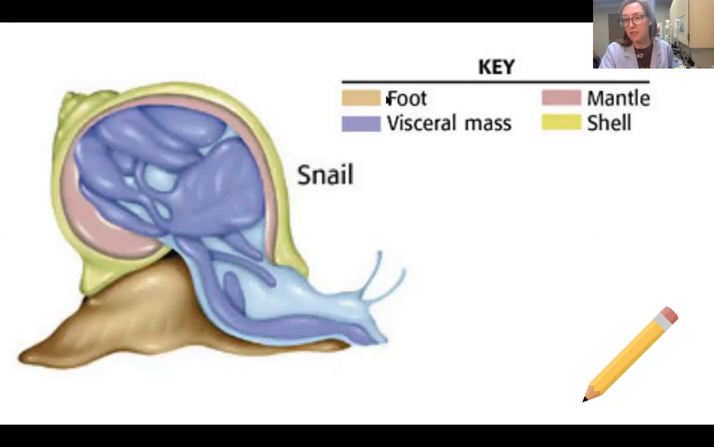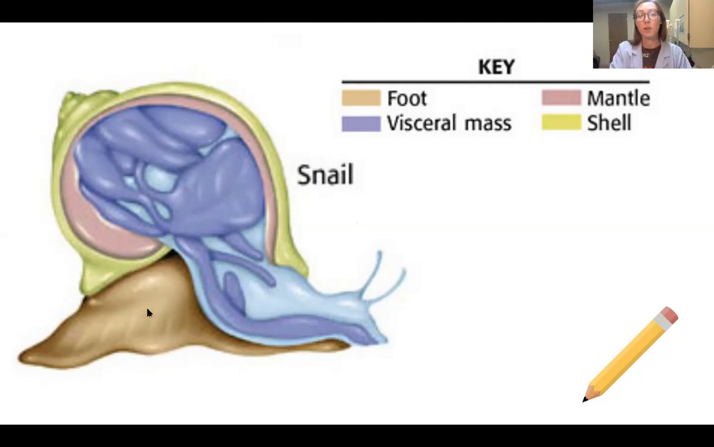If I were you, I would color each of these different pieces a different color. You can use the same colors as me, you don't have to. My foot is one color, my visceral mass is another color, your mantle is another color, and your shell is a different one. And then let's locate those items here on our actual structure. So starting on the outside, we have what's most obviously the shell, which here is denoted with this green color. You can look at a snail and be like, that's a shell, right? It's hard, it's on the outside. Sometimes it's cool colors.